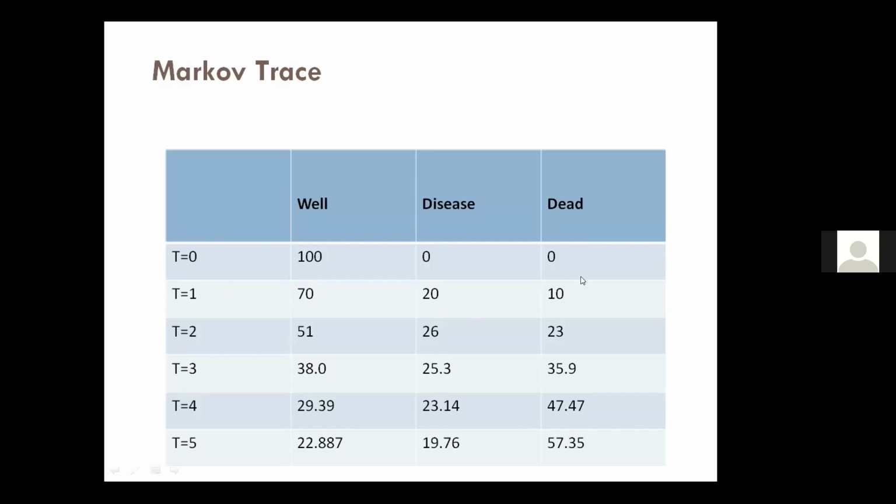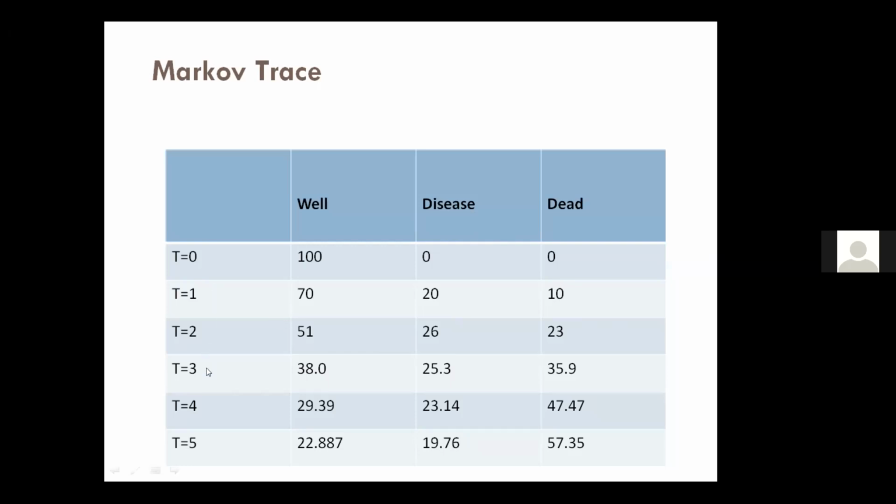From probability, you can now find the numbers. If you start with 100 people at t equals 0, your cohort is 100. So 100 are well, no disease, no dead. Now next year, what happens? Suppose 70 people are well. What happens to the other 30? 20 of them have disease and 10 of them are dead. So 70 plus 20 plus 10 is 100. Second year, T2, 51, 26, 23. The addition should always equal 100. Only the share of well, disease and dead will change.